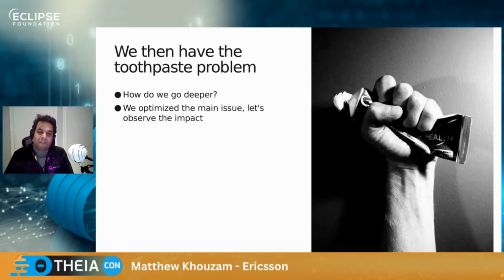So we hit a little problem, though. This is a classic toothpaste problem. You have your sweet, sweet performance toothpaste in the tube, and you squeeze the middle. You got the big optimization out. Now you have to start getting more methodical about how to get the rest of that performance toothpaste out of the tube.